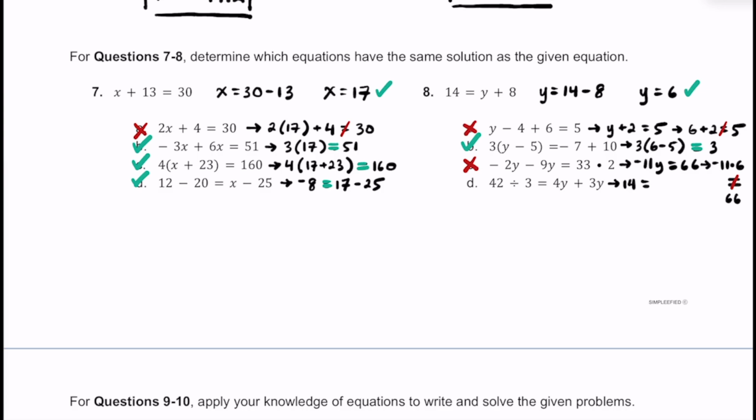And on the right side, we have 4y plus 3y. That's going to be 7y. But we need y to equal 6. So I guess the question is, does 7 times 6 equal 14? And 7 times 6 is 42, so it's not 14. So it looks like we only had one answer choice that works here.